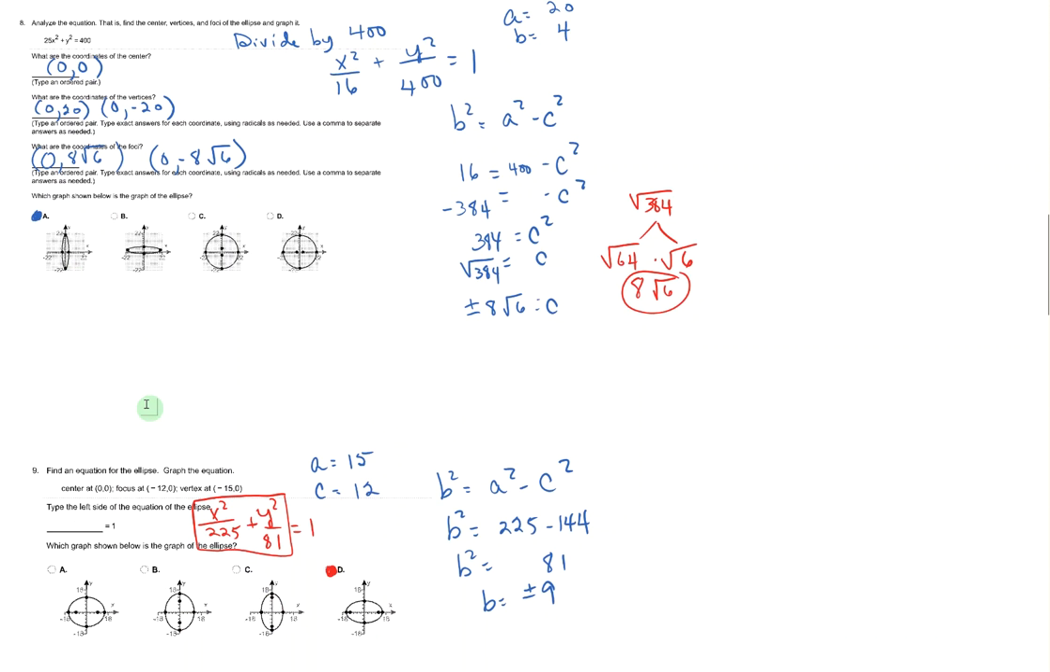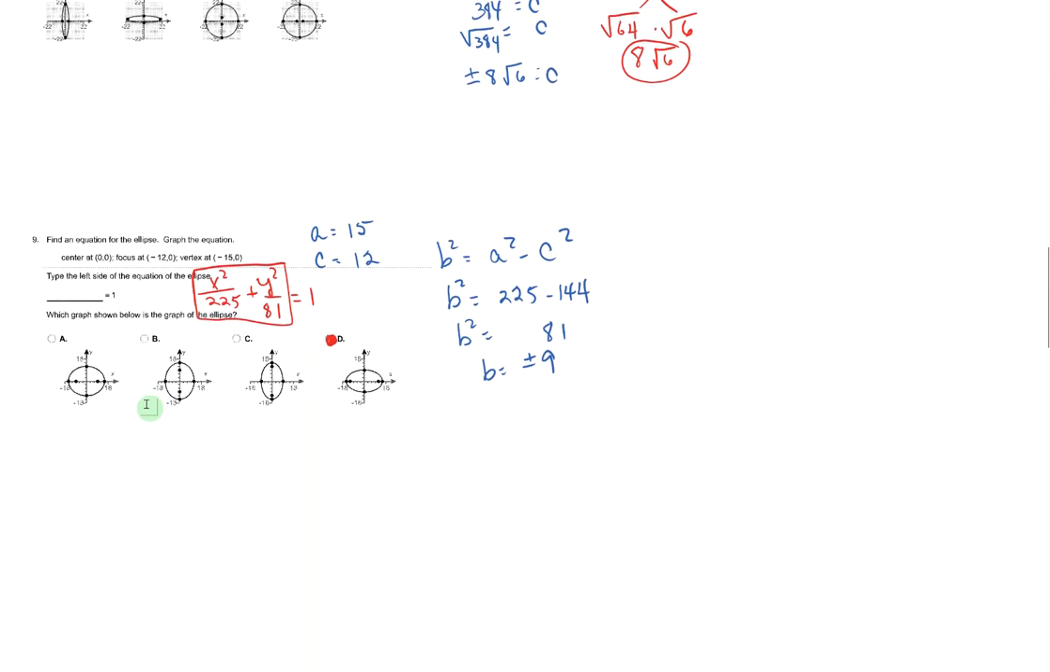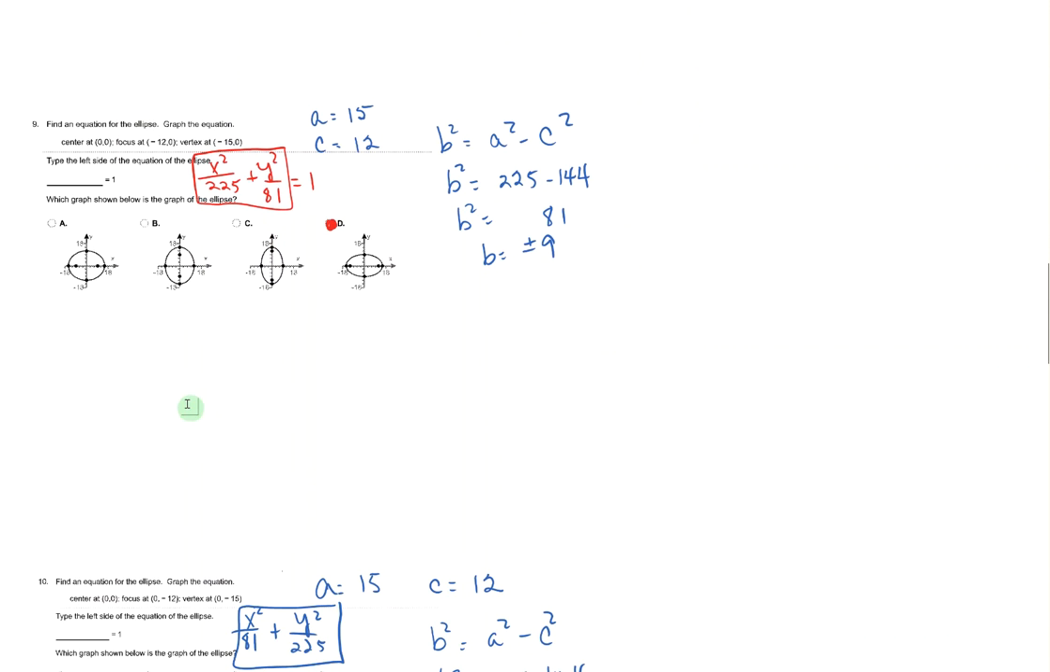So then we should be good there. Number 9, find an equation for the ellipse. Center at (0, 0), focus at (-12, 0), and vertex at (-15, 0). So we know that a is 15 and that c is 12. We can figure out b from our equation, and we get b squared is 81.